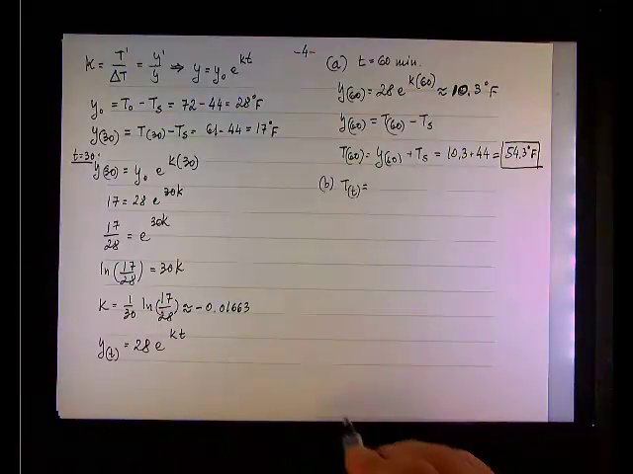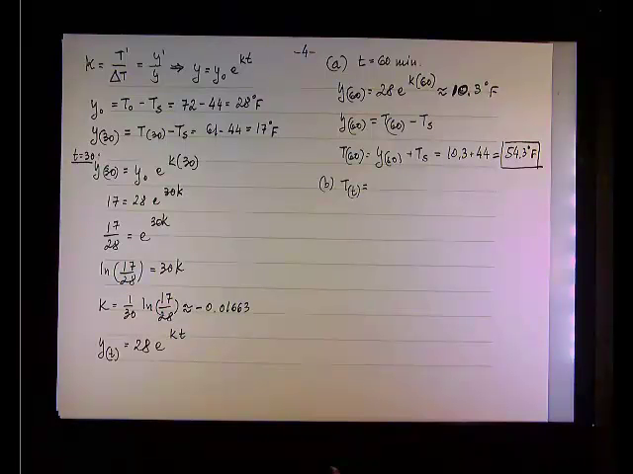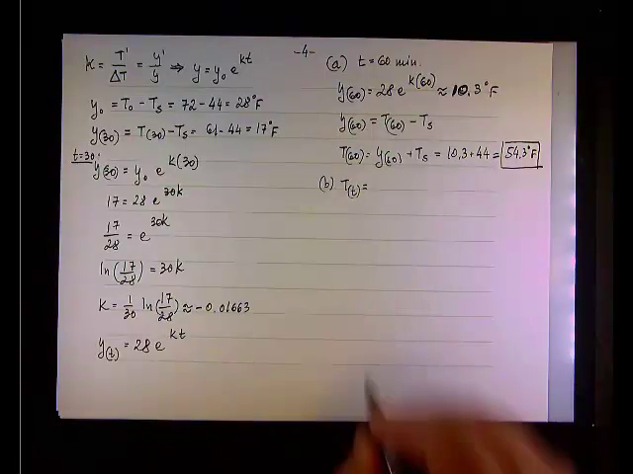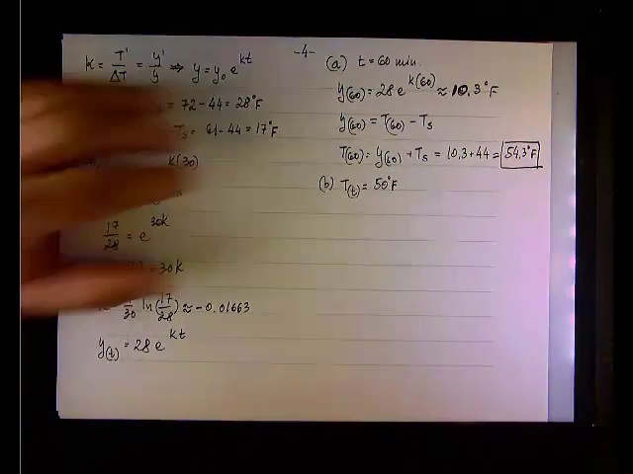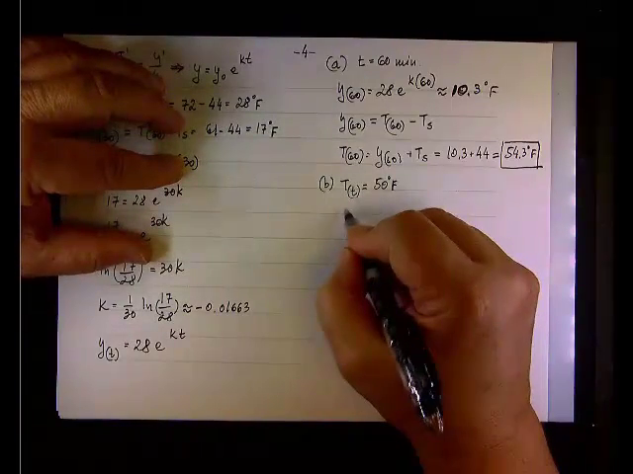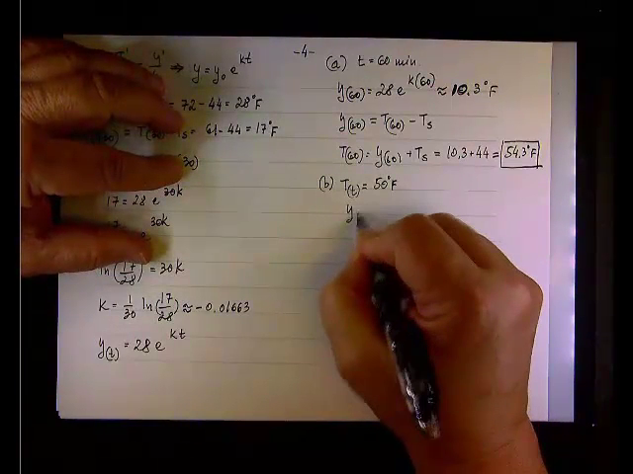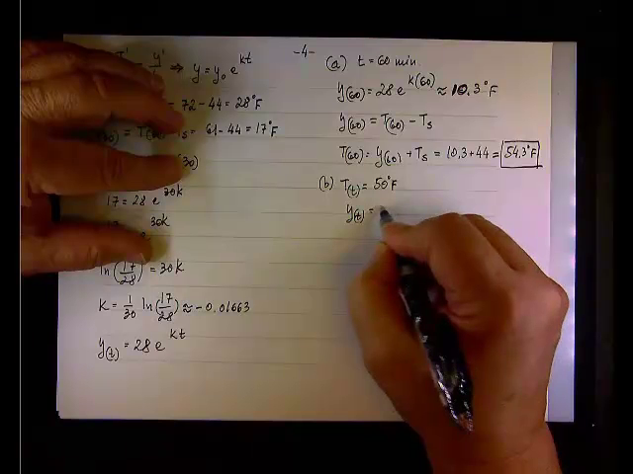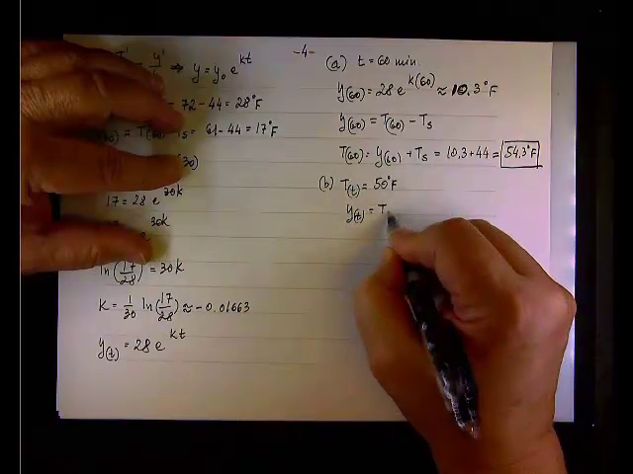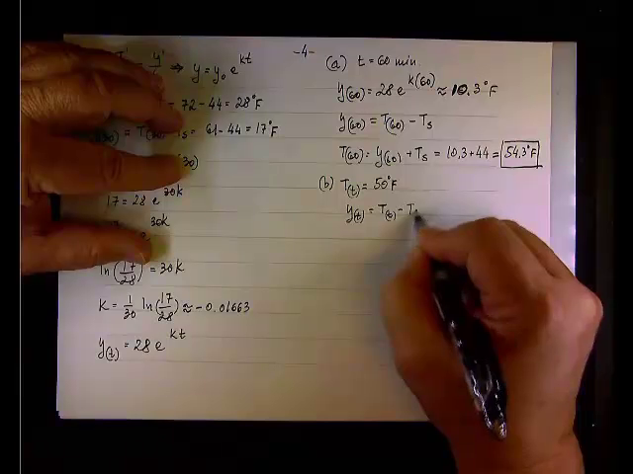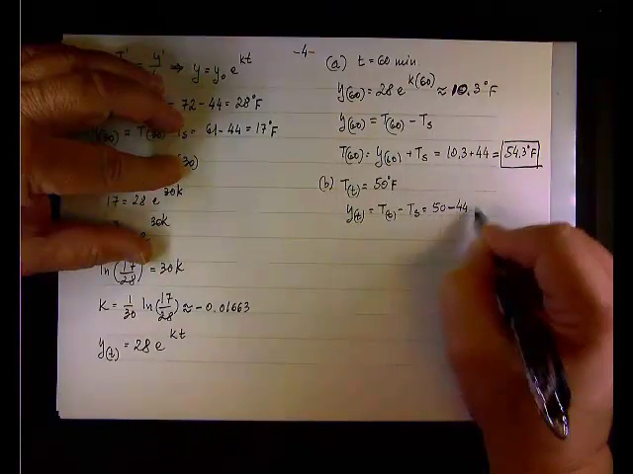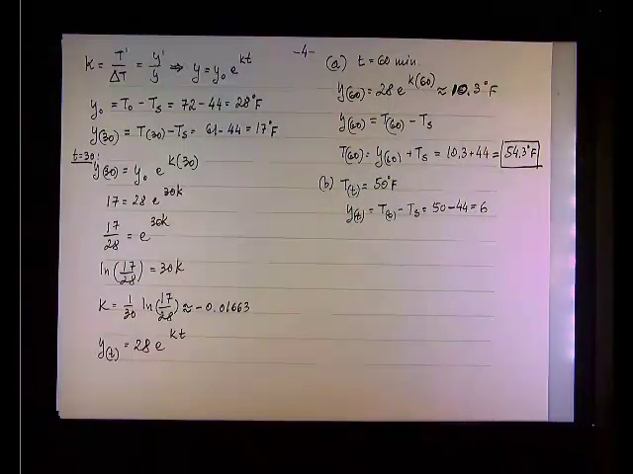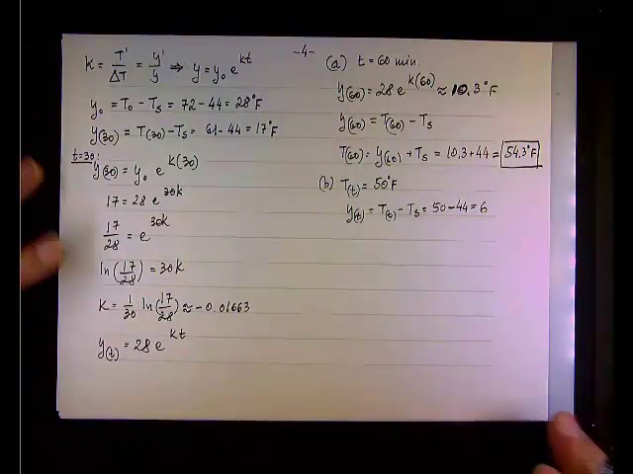Now, the other part is we want to know the time where the temperature equals 50 degrees. So T of t equals 50 degrees Fahrenheit. We want to find the time. Again, I'm going to convert it. If T of t equals 50, y of t equals T of t minus T sub S, or 50 minus 44. So this is something to keep in mind.